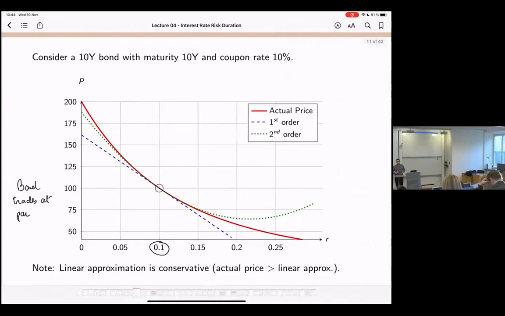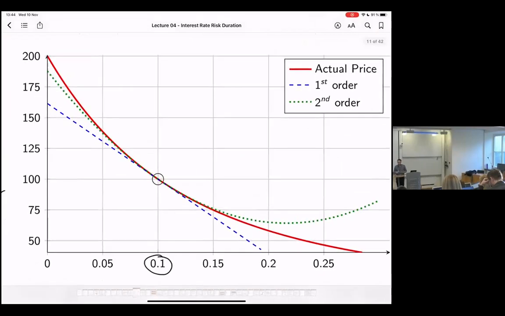And in blue and green, you have the approximation, right? So as you can see, the blue one is linear, right? We approximate the function in red by the tangent at this point at 10%, right? This is your blue line. Now you also have the second order approximation, which is a quadratic function because it involves quadratic terms of R minus R0.